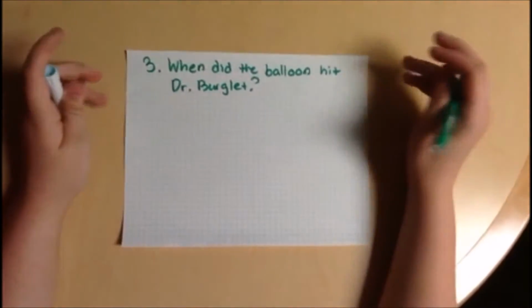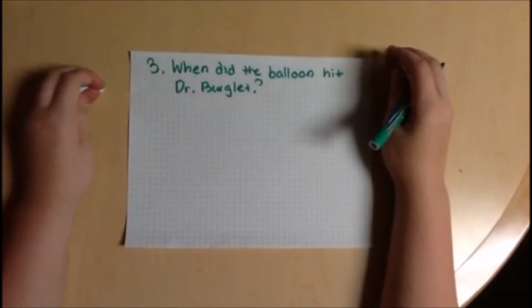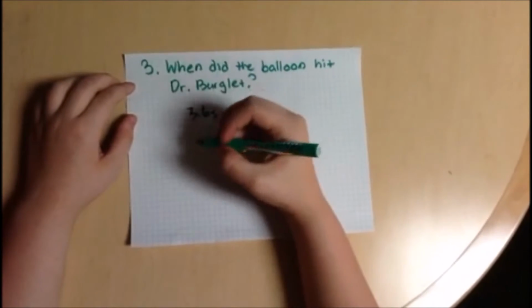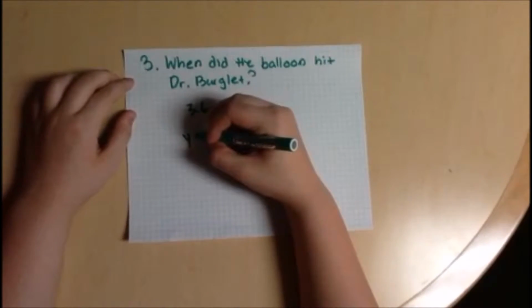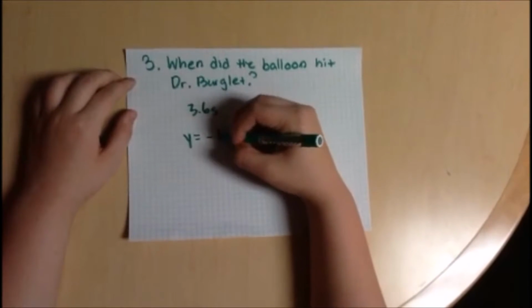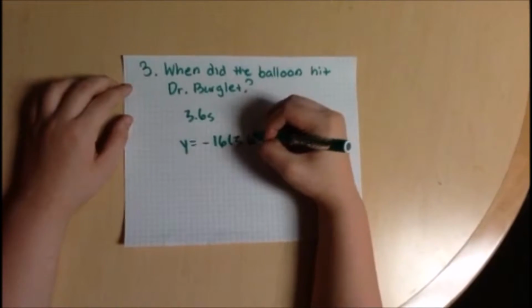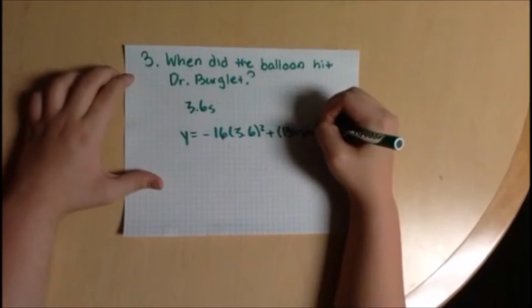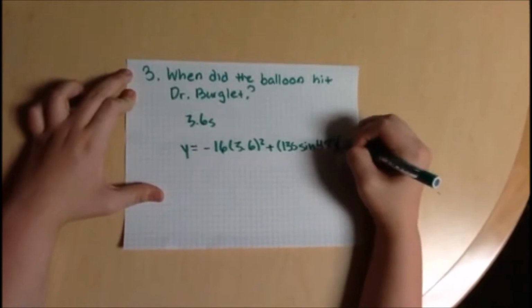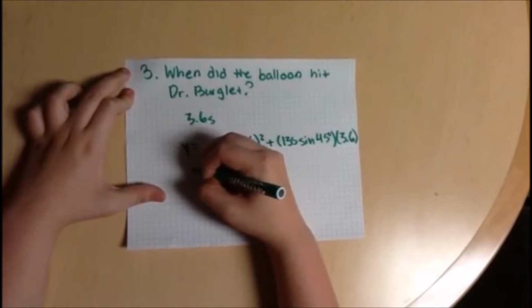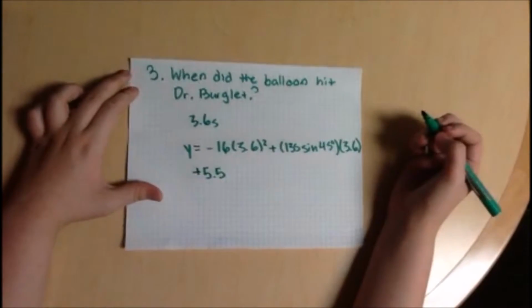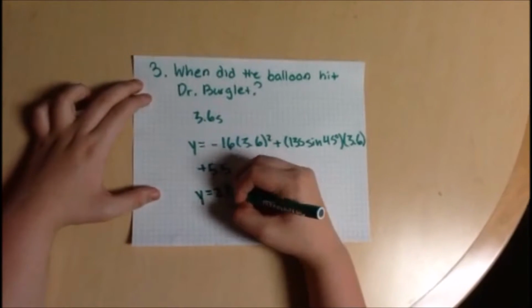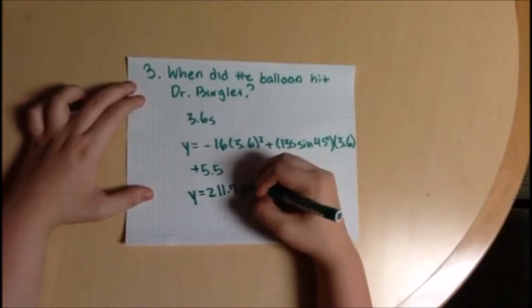So to find out when the balloon hit Dr. Burglet, you are going to have to keep in mind the value that we found earlier for its maximum point, which was at 3.6 seconds. So what we are going to do is take the y equation and plug in 3.6 seconds. So it's going to be y equals negative 16 times 3.6 squared plus 135 sine 45 degrees times 3.6, and then you're going to add 5.5 to it. Once you calculate all that, you get y is equal to 211.7 feet.